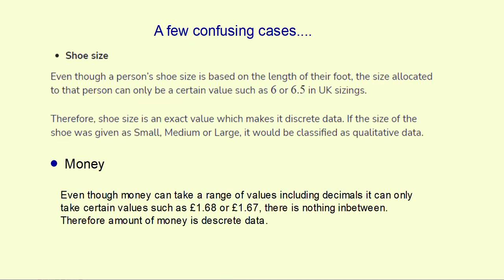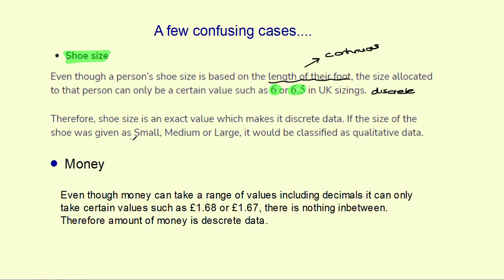Right, we've spoken about these confusing cases. I just wanted to highlight them again. Shoe size. Even though a person's shoe size is based on the length of the foot, the size allocated to that person can only be given a value such as 6 or 6.5. That would make it discrete. Okay, shoe size is therefore discrete. Length of foot, though, if you were given just the length of a foot, that would be continuous. Therefore, shoe size is an exact value, which makes it discrete data.